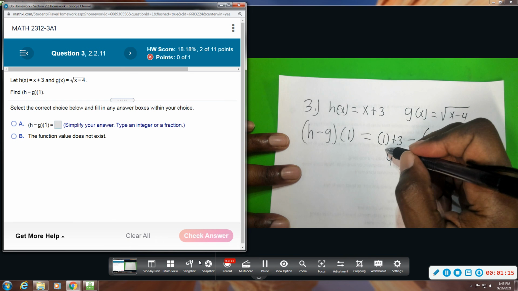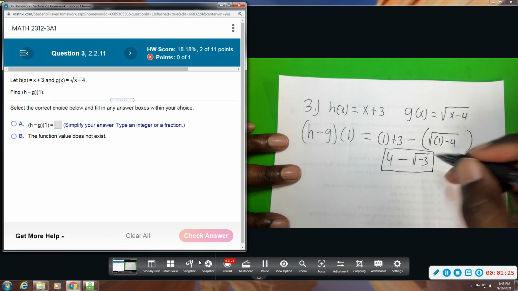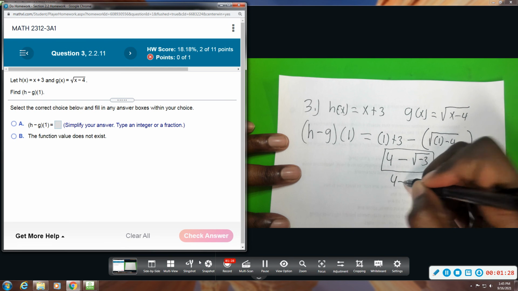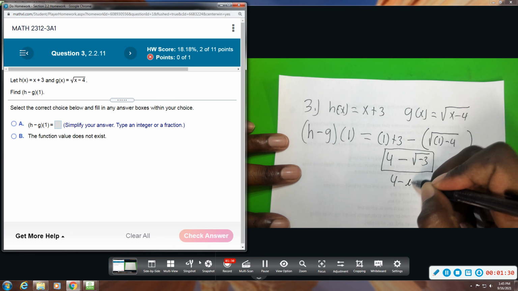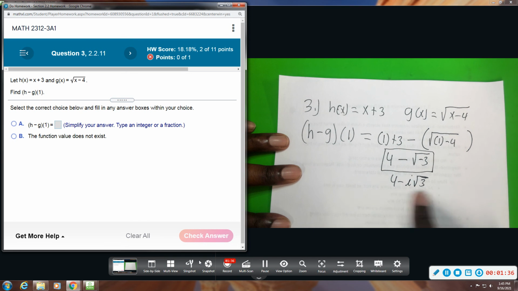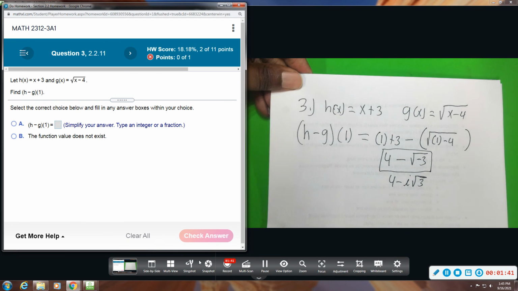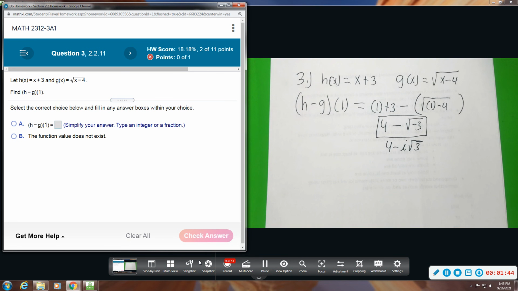So this will be our answer here. Now the problem is we are not supposed to have a negative under the square root. So later on we'll learn how to evaluate this, but this will give you an imaginary number, 4 minus, we'll take the negative out and say i for imaginary square root of 3. That's how we will handle that. So this is not a real number, it's imaginary. We've just done this so that we can solve problems. And so we'll say the function value does not exist because it's not a real number.